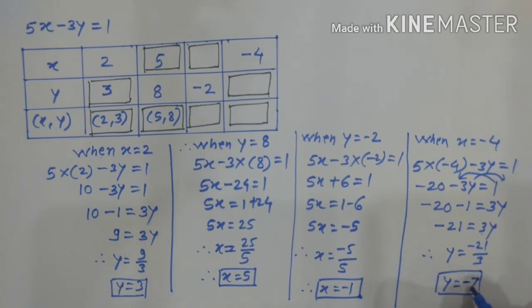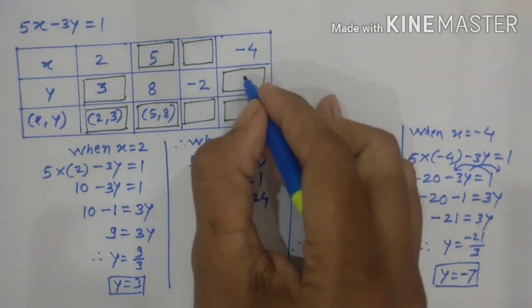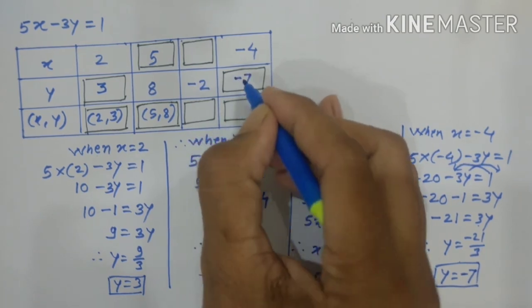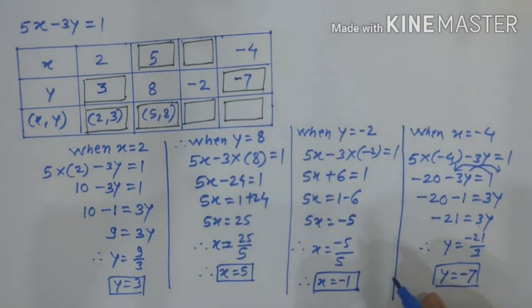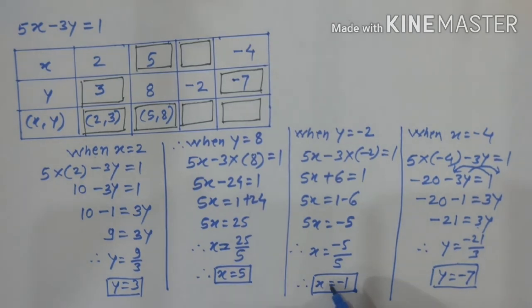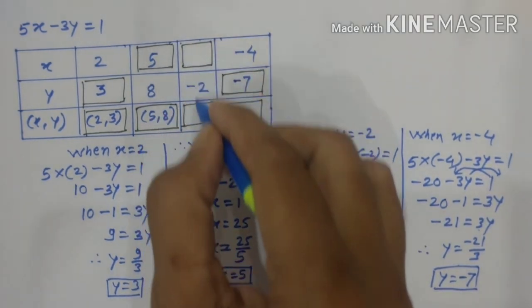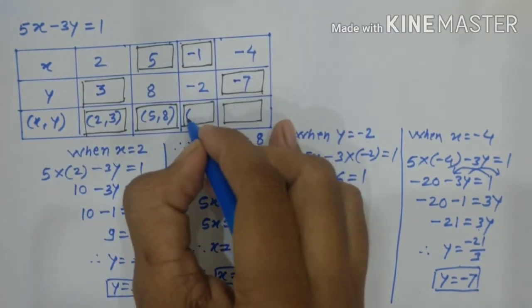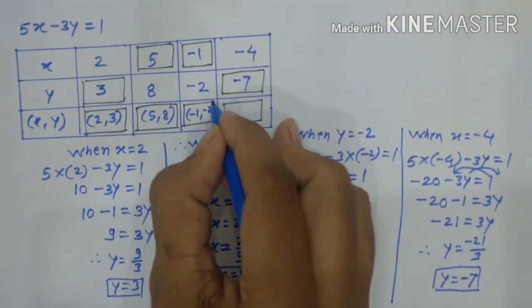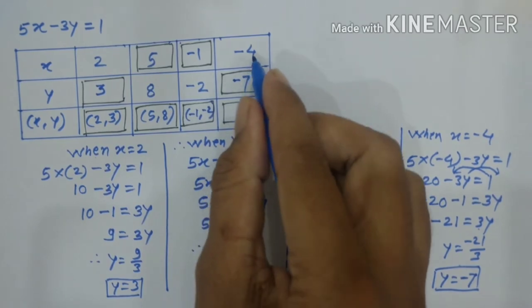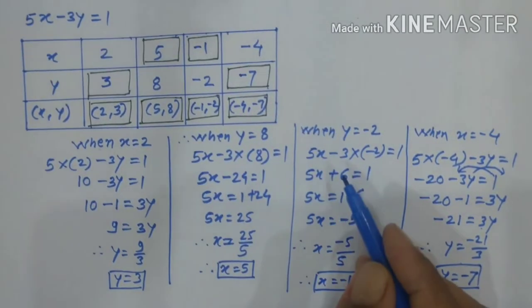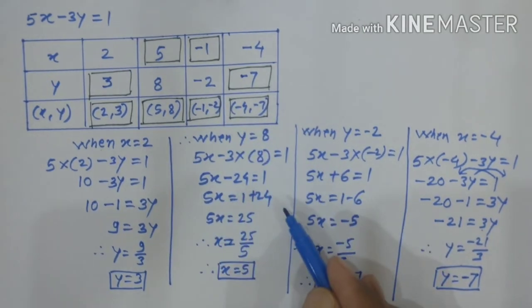Write this value of y in last column. Therefore, y is minus 7. Here put this value of x in fourth column, that is minus 1. Our solution is minus 1 and minus 2. Here our solution is minus 4 and minus 7. Here our second activity is completed.